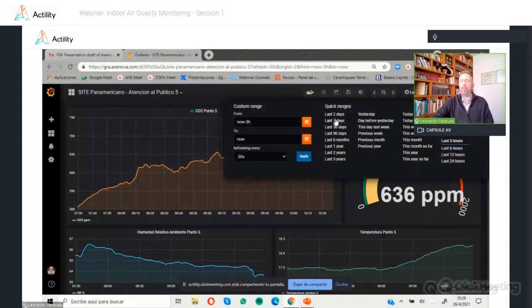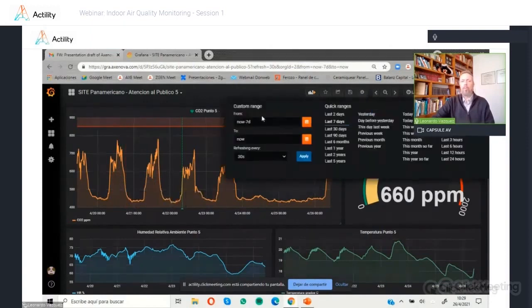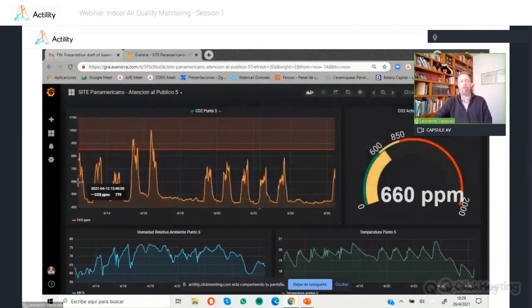And in another view, you can see the historical data. This is the last 7 days. You can see here, this is a public attention point. They begin to attend the public, and then they close. And it's interesting to see, we have been working with the system for several days, and they were having some problems here. Then we analyzed what the problems were, what behavior to change, and what action to take, and now we have the ventilation under control.